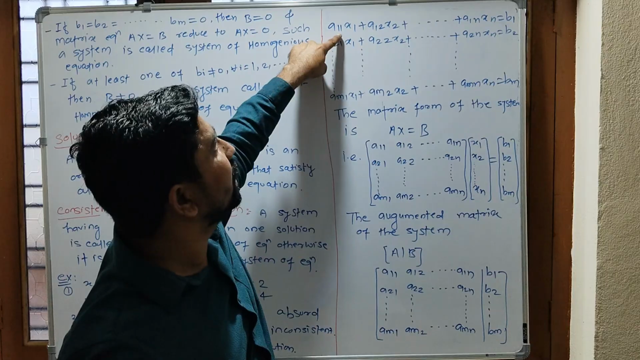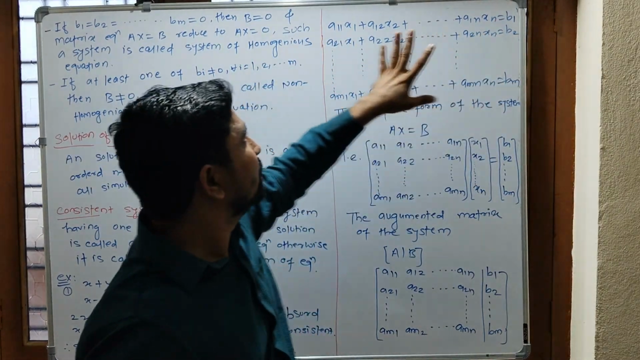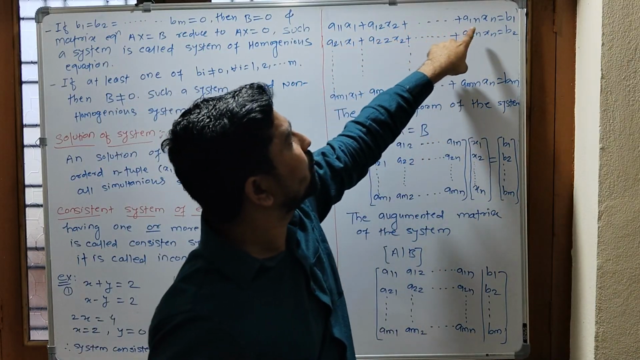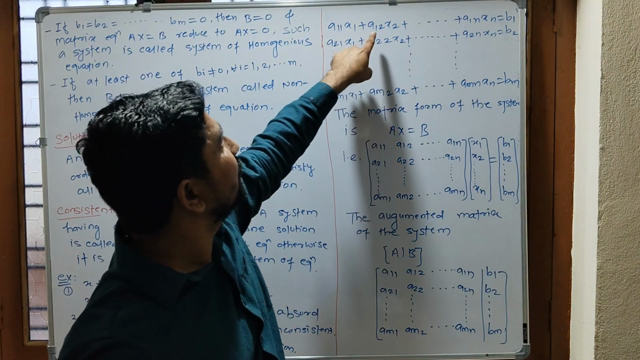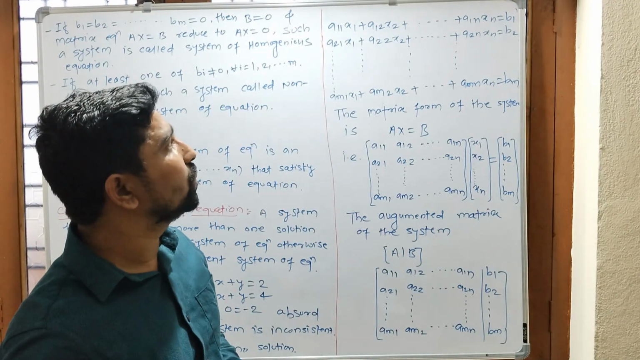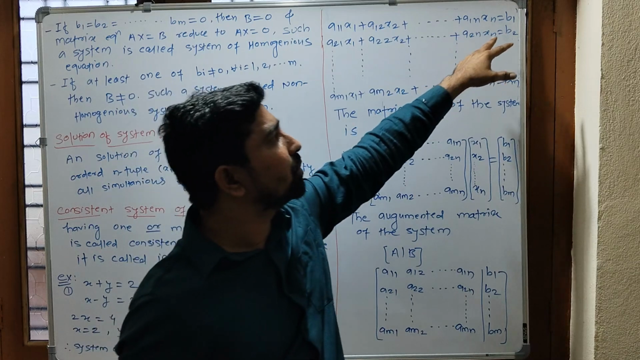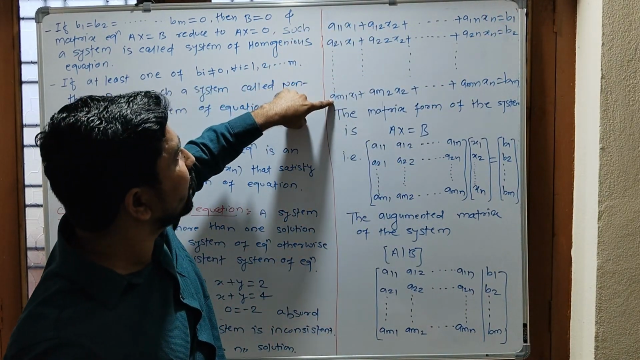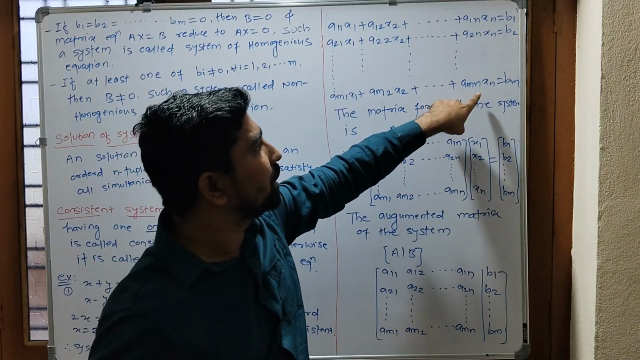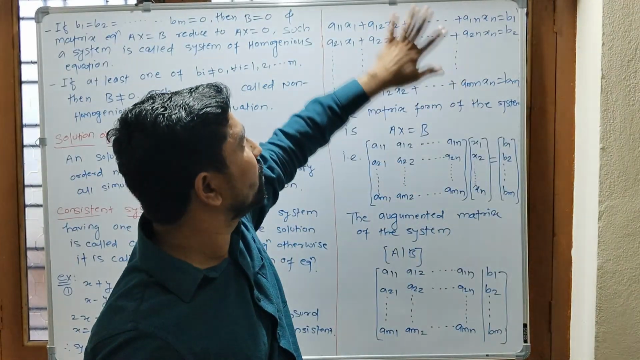This is my equation 1, a11 x1 plus a12 x2 plus up to a1n xn. This is an equation with n unknowns, that is x1, x2 up to xn, and a11, a12 up to a1n are the coefficients of the unknowns x1 up to xn. Now come to a21 x1 plus a22 x2, this is my equation 2. In this way, this is my mth equation, am1 x1 plus am2 x2 plus up to amn xn is equal to bm.